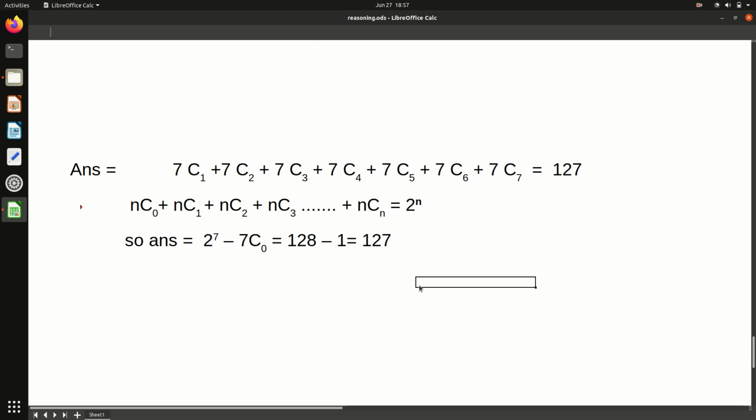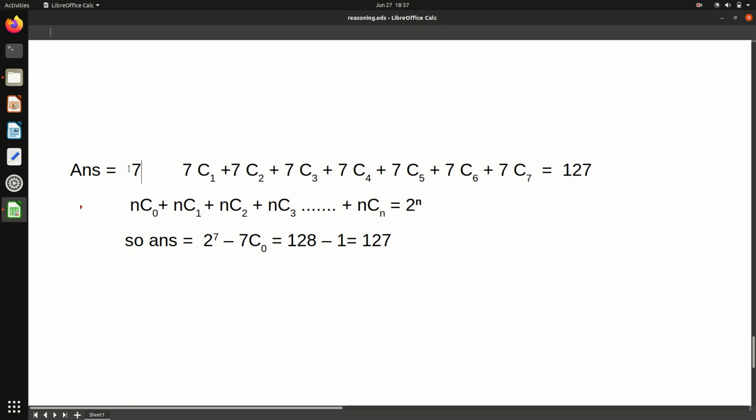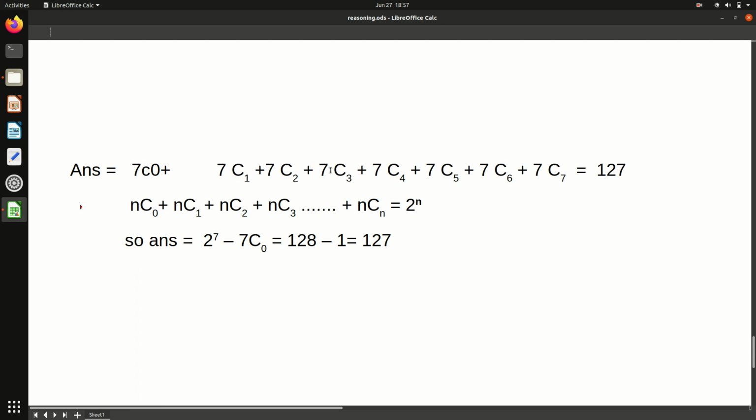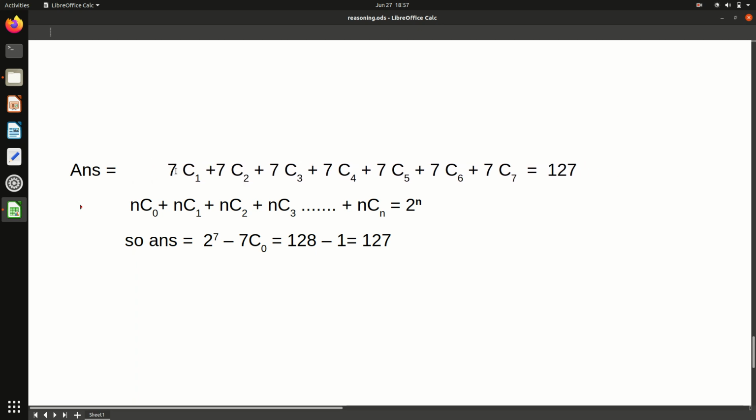So in this way also we can calculate. I think if you are not clear, let me write this. See what I am saying: if I write 7C0 plus 7C1 and so on, then the answer should be 2 to the power 7, which is 128. But we are excluding this. We do not have to calculate 7C0, it means we will subtract it. 7C0 is 1, so we subtract it from 128. So it will be 127.